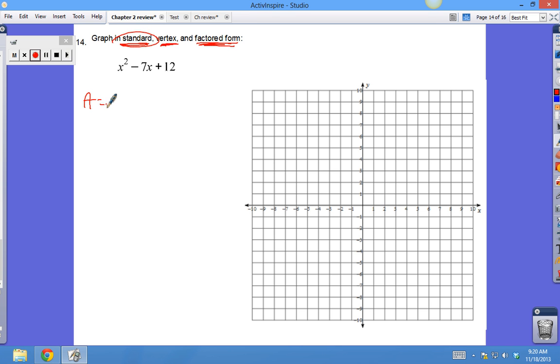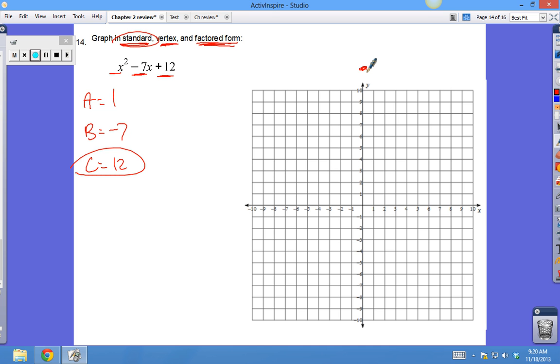When it's in standard, you can find A, B, and C without too much sweat. A is the number of squares you've got, B is the number of linears you've got, and C is the number of ones you've got. So C is 12. Okay, your constant, that's your y-intercept. So up here on the y-axis at 12, you got a dot. Now, the most important dot is your vertex.